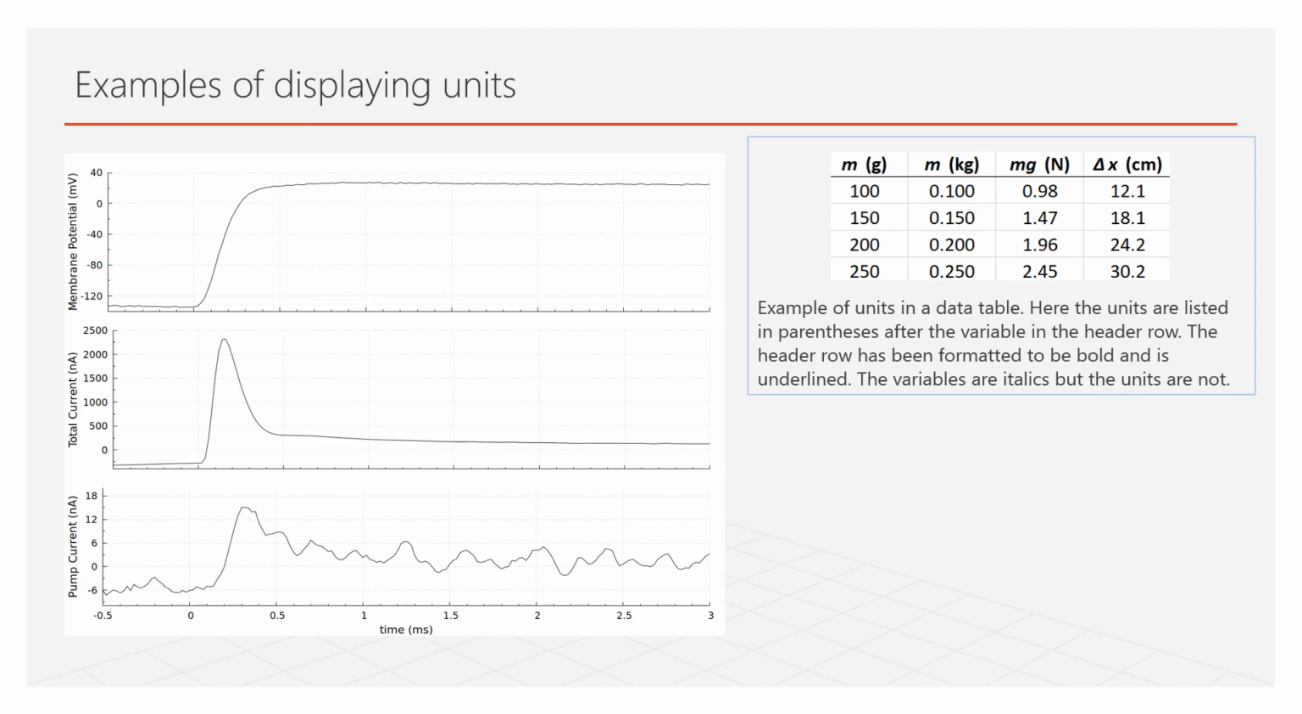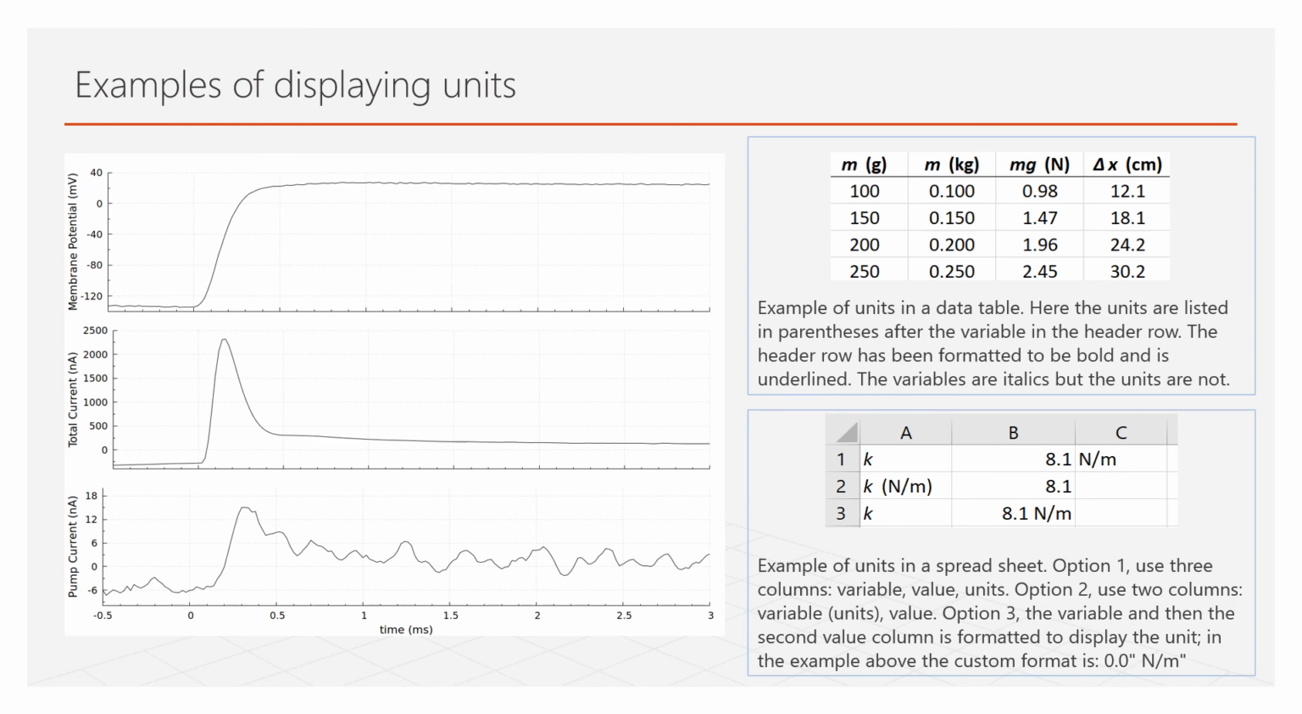Here's an example of units in a data table. Here, the units are listed in parentheses after the variable in the header row. The header row has been formatted to be bold and is underlined. The variables are italics, but the units are not. The first column is mass measured in grams. The second column is mass converted into kilograms. The third column is the weight measured in newtons. And the fourth column is displacement measured in centimeters.